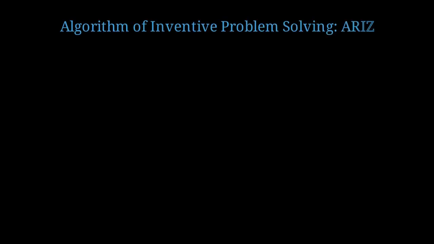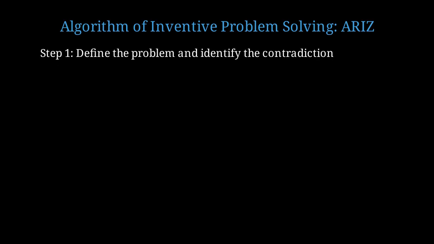TRIZ includes a systematic algorithm called ARIZ, Algorithm of Inventive Problem Solving. This is a step-by-step process for resolving complex contradictions. Step 1. Clearly define the problem and identify the underlying contradiction. What parameter needs to improve? What parameter gets worse when you try to improve it?